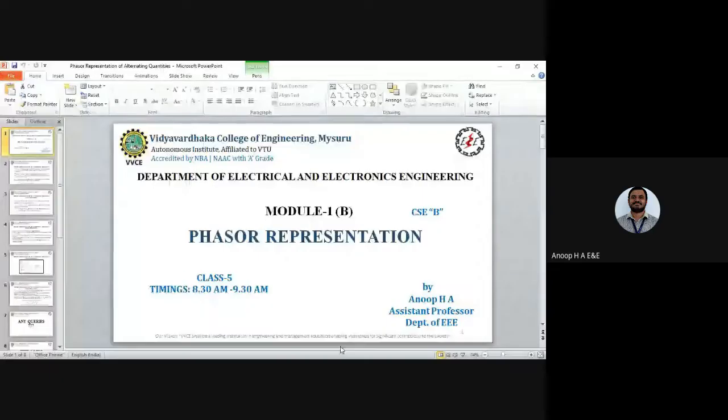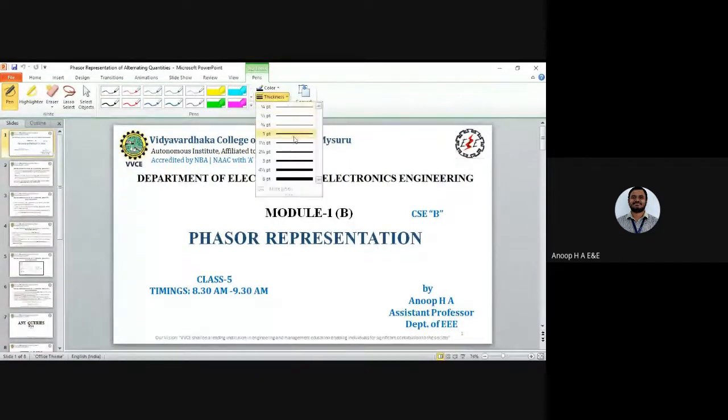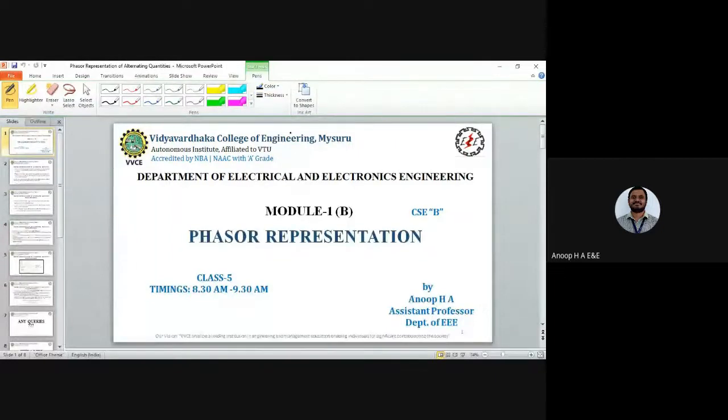I hope the screen is visible to everyone, and let me welcome you all again. We are going to have a brief introduction to phasor representation. I'm not going to go into detail. This is a concept in module number 1B, which we call phasor representation of alternating quantities.